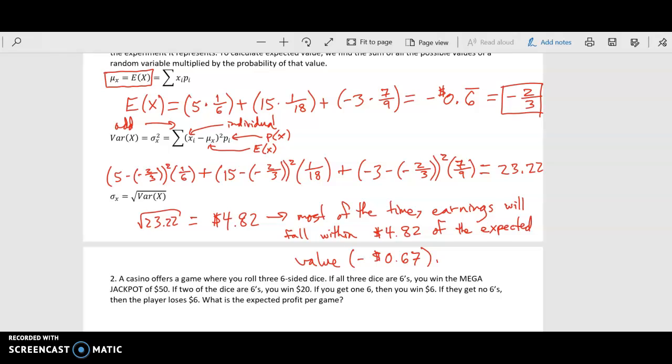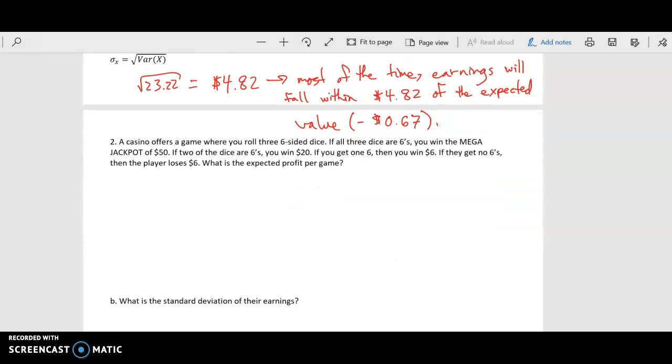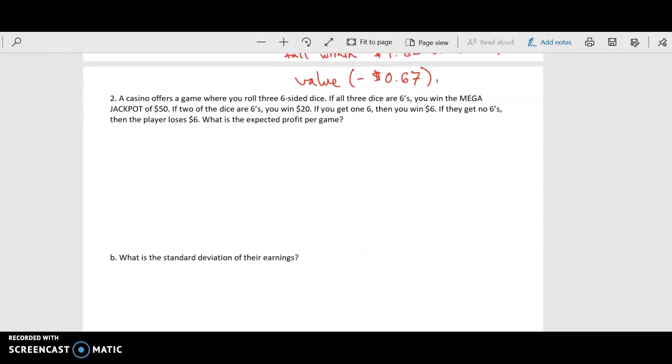All right. Let's see. Next example is a casino offers a game where you roll 3 6-sided dice. If all 3 dice are 6s, you win the mega jackpot of $50. If 2 of the dice are 6s, you win $20. If you get 1 6, you win $6. And if you don't have any 6s at all, you lose $6. What's the expected profit of the game? Well, we're going to build a probability distribution. Let's define X first. X is amount player wins.